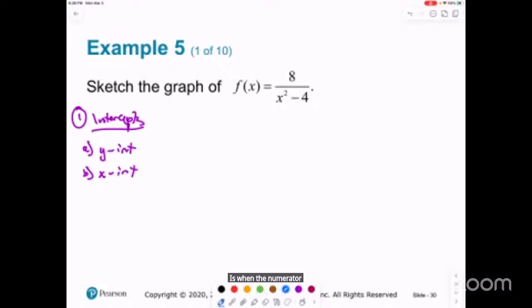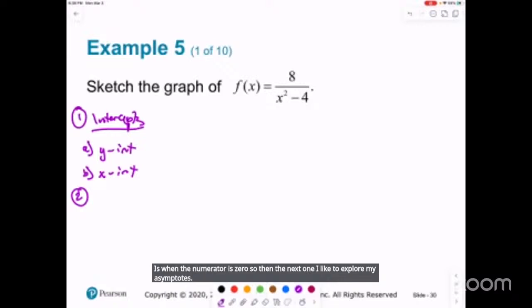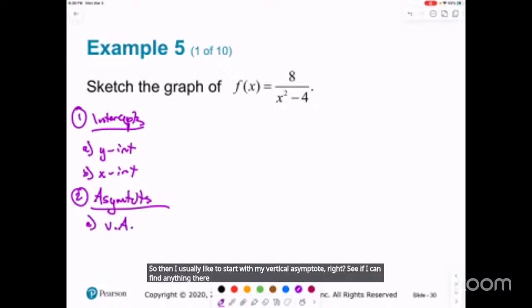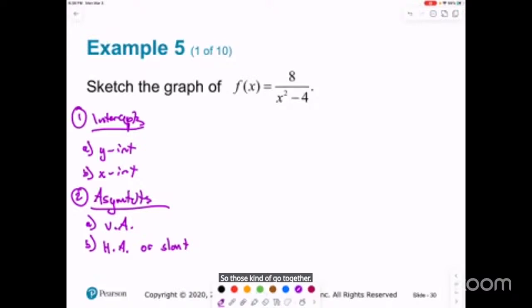So then the next one, I like to explore my asymptotes. Okay. So then I usually like to start with my vertical asymptote, right? See if I can find anything there. And then after vertical, I might try either the horizontal asymptote or the slant or oblique asymptote. So those kind of go together. So then, okay, so then we might do some tests. We could do a test for symmetry.